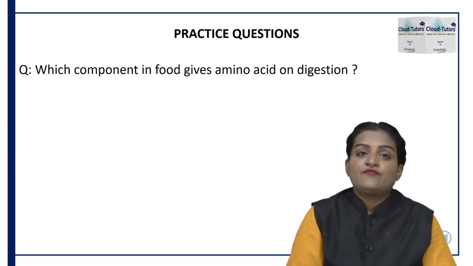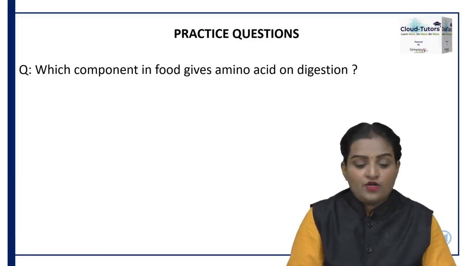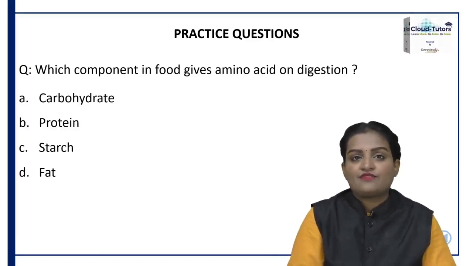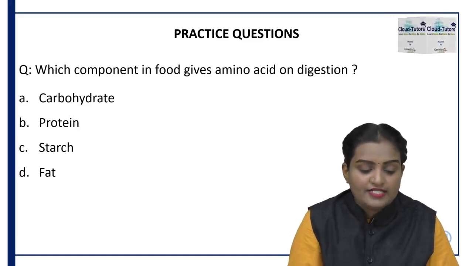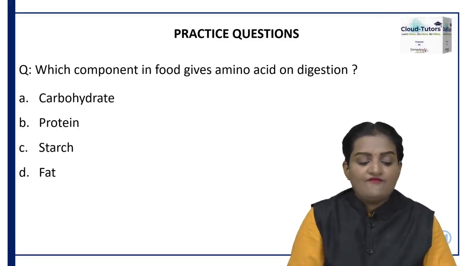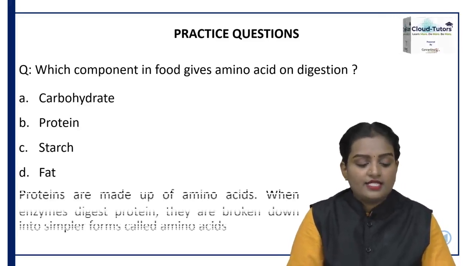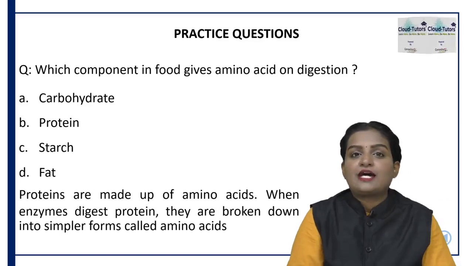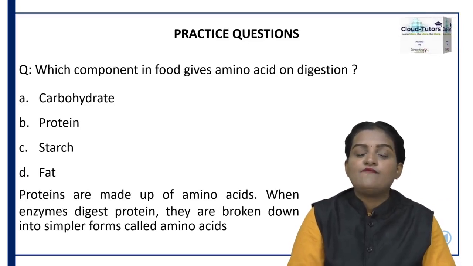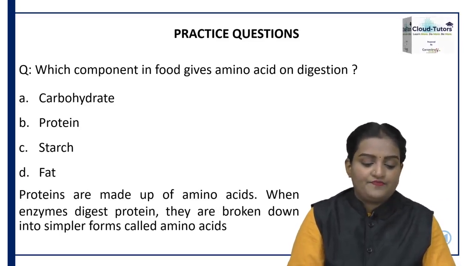Next question. Which component in food gives amino acids on digestion? That is, the final product should be amino acid. What is the main component or complex form? Options are carbohydrate, protein, starch, and fat. Answer is proteins, because proteins are complex molecules made up of amino acids.